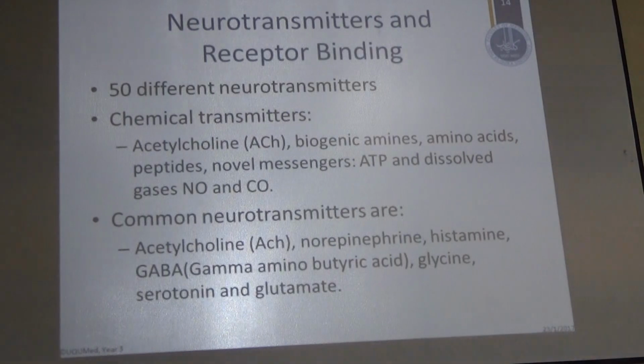All amino acids are giving, so we have a large number of nerves. You can imagine how organized a system we have. The common neurotransmitters are acetylcholine, epinephrine, histamine, GABA. We will talk on this. Glycine, in the last lectures, glutamate, excitatory. We will talk on it next week.